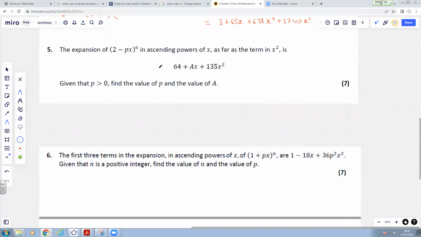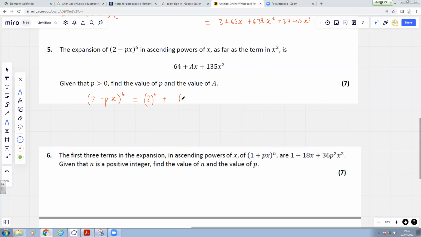Okay, number 5. We're expanding 2 minus px to the power of 6 in ascending powers of x as far as the term x squared. Okay, so let's do it. If we were going to do the expansion, ignoring their answer for the moment, I would have 2 to the power of 6 for my first term, times 1, times minus px to the power of 0. But as you can see, I've stopped writing that down now. I wrote it down in questions 1 and 2 just to show you the pattern, but I know the other two are going to come to 1.